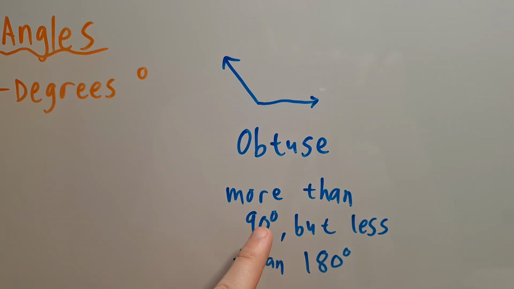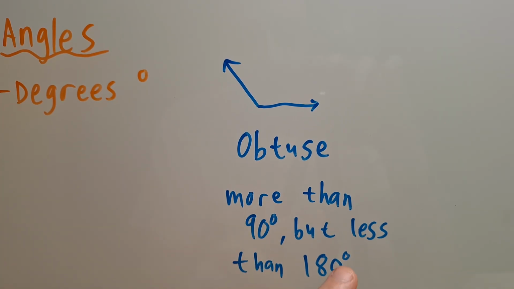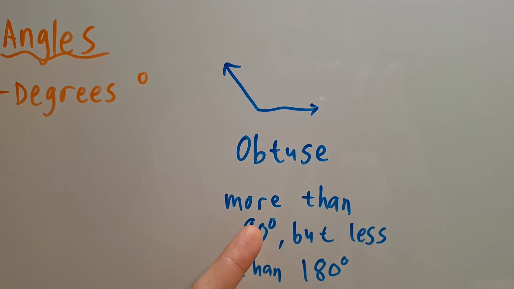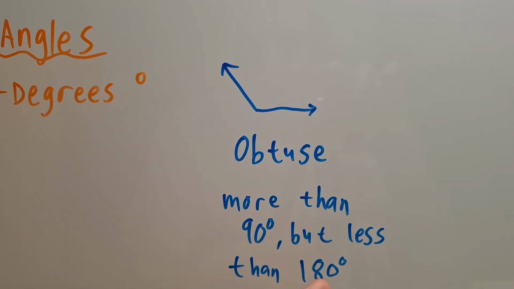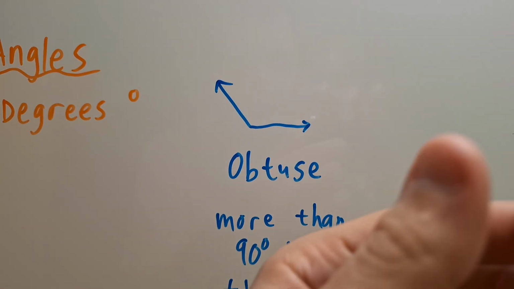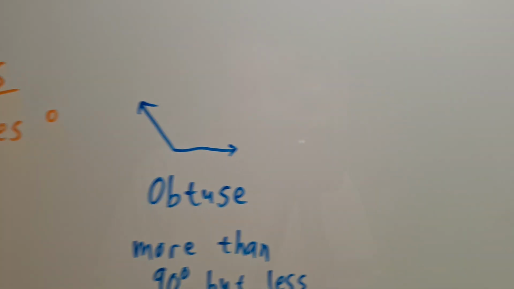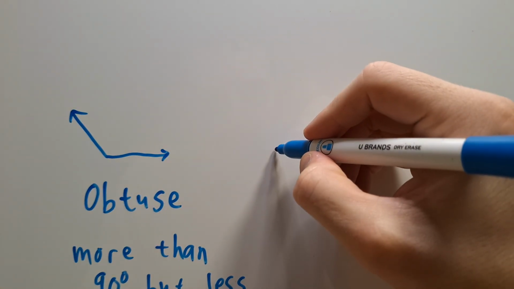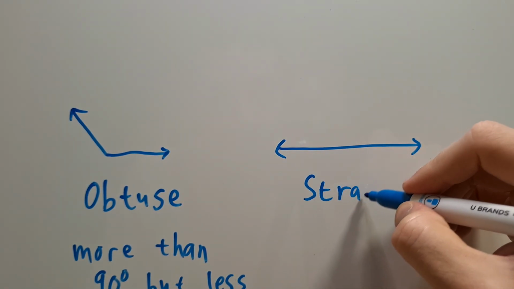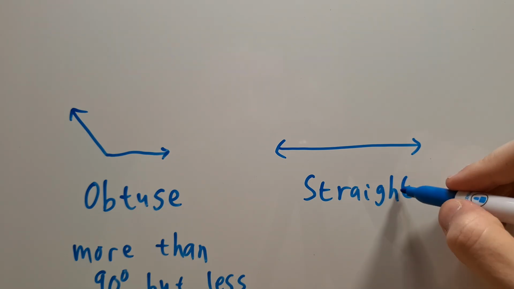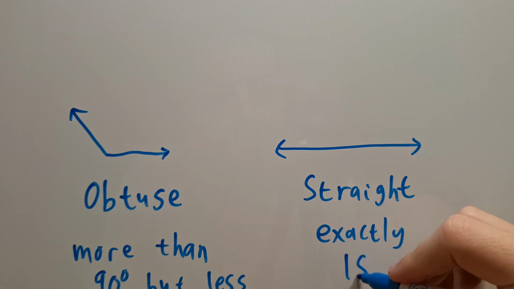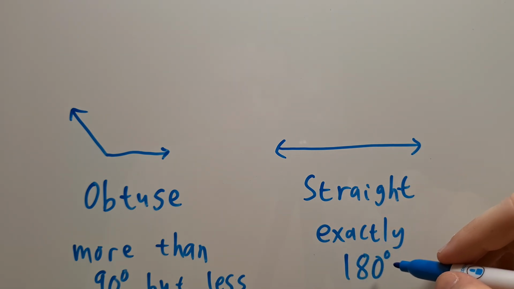So it's any number between 91 and 179, including those 2 numbers. So an obtuse angle can be 91 degrees. It can also be 179 degrees. But if it's 90, remember that's a right angle. And if it measures 180 degrees, then it is the final classification, and that is known as a straight angle. And these measure exactly 180 degrees. No more, no less.